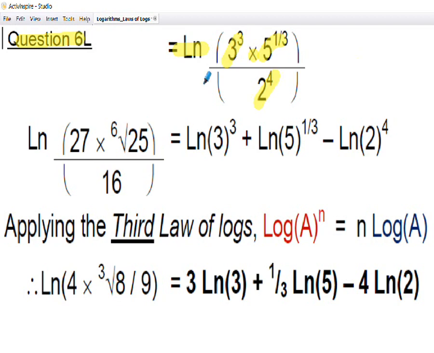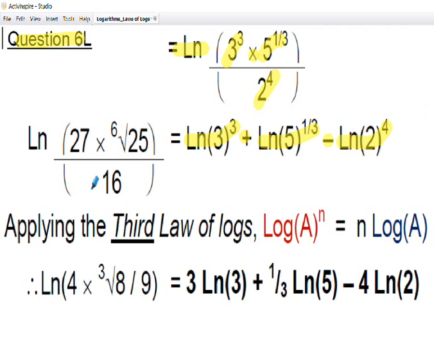So the first law of logs says we can write the ln of 3 cubed times 5 to the third as ln of 3 to the power of 3 plus ln of 5 to the power of a third, and then we take away the ln of 2 to the power of 4. That's the second law of logarithms.